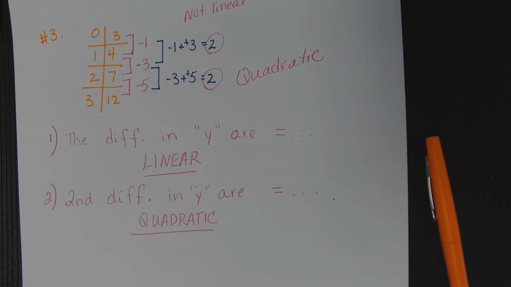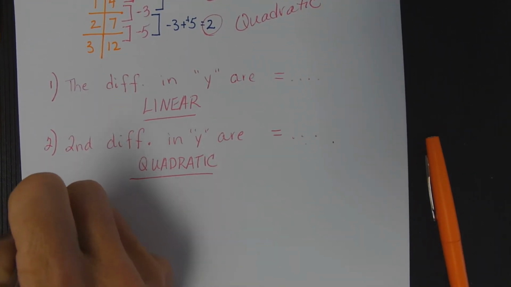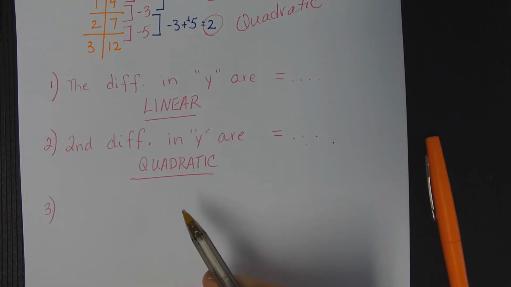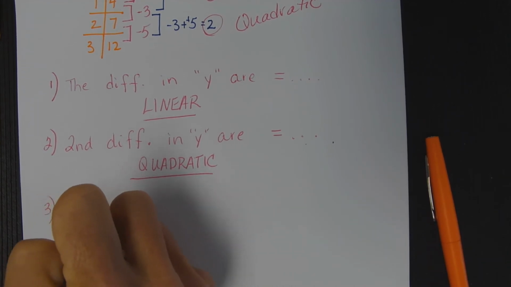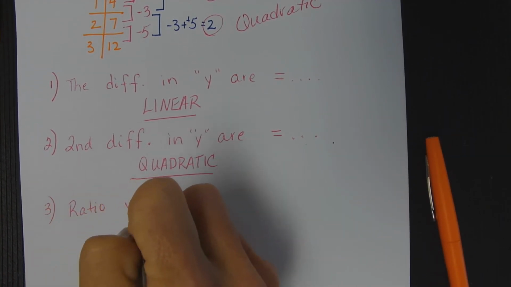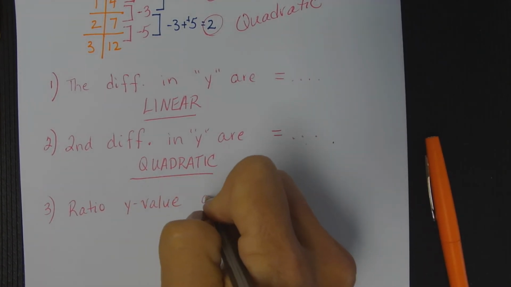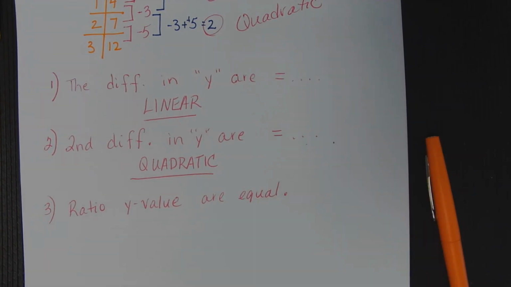Okay, there's one more rule. Rule number 3, if it's not linear and if it's not quadratic, it's most likely exponential. Well, here's the rule. Ratio of y values are equal. Ratio is just another word for fraction.